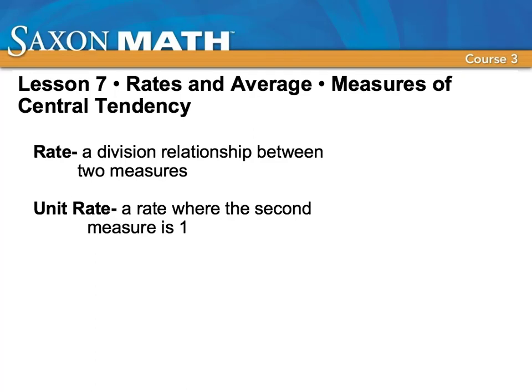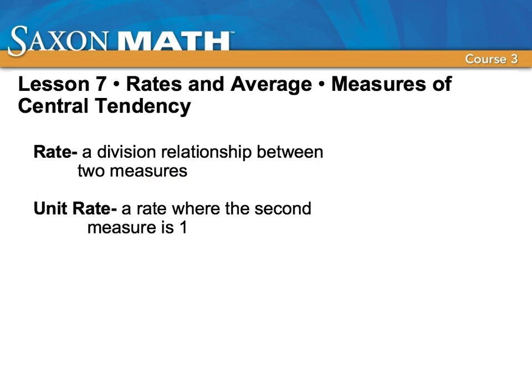Hi and welcome back. This is lesson 7, rates and average. I'm talking about measures of central tendency as well. First you need these two definitions down. First definition is the definition of a rate. A rate is a division relationship between two measures. Okay, so it's how two different things relate to each other.